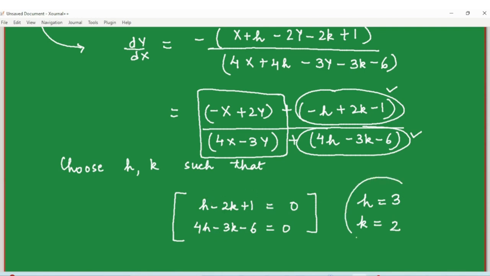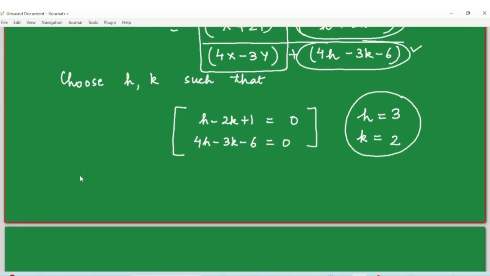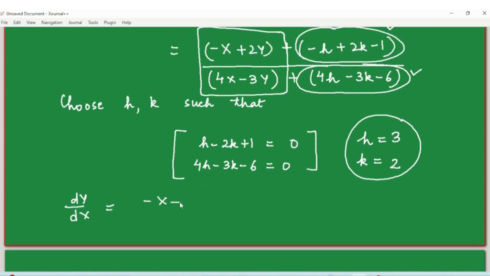Now with this choice of h and k, the overall constant above is 0 and the overall constant below is also 0, effectively leading to dy by dx being equal to, we are left with what? We are left with minus x plus 2y above and 4x minus 3y below, with h equal to 3 and k equal to 2. So this choice of h and k leads us to a new equation which happens to be homogeneous in capital X and capital Y.